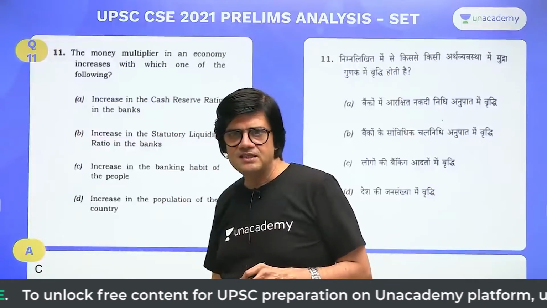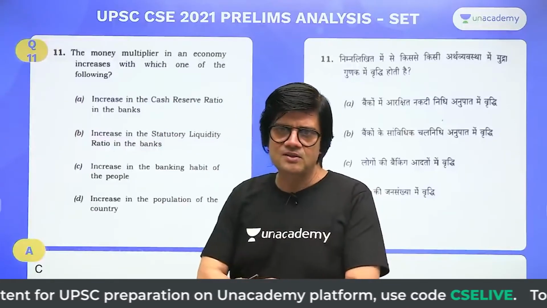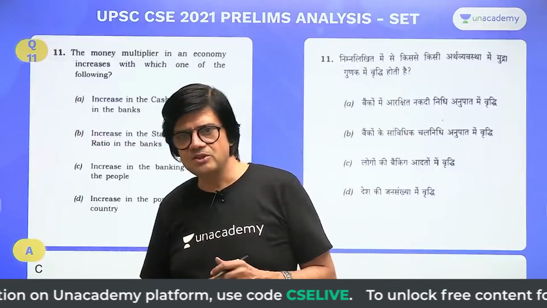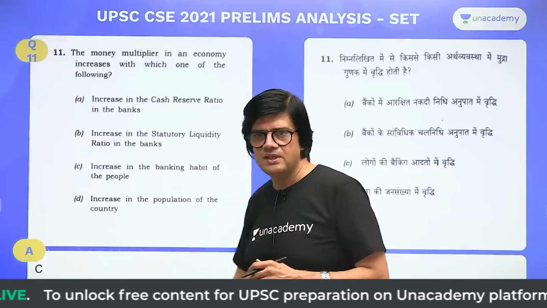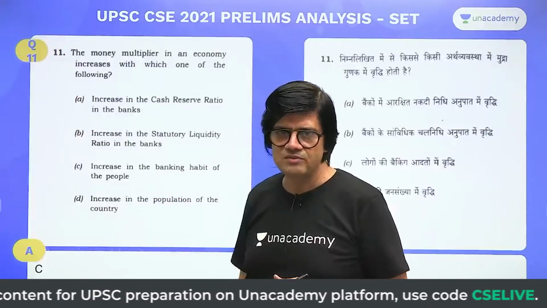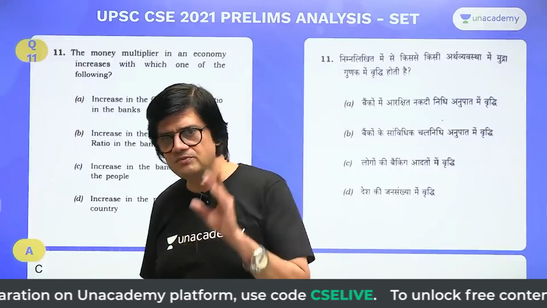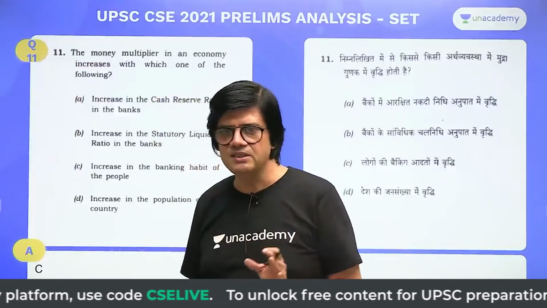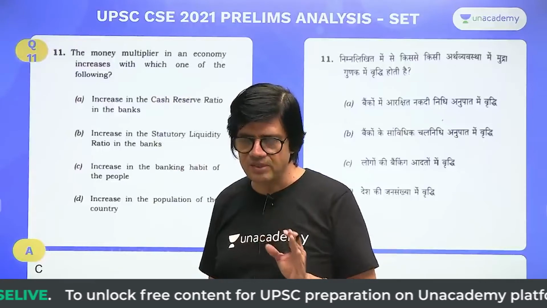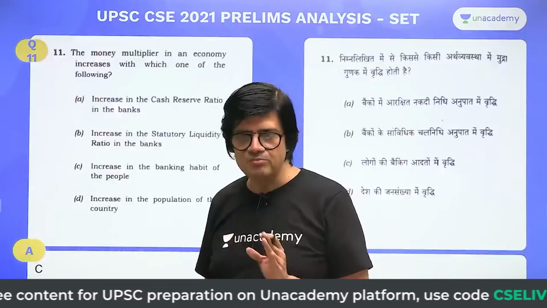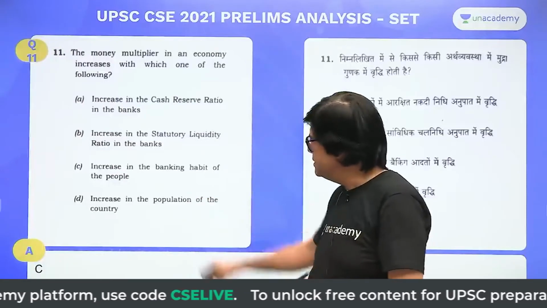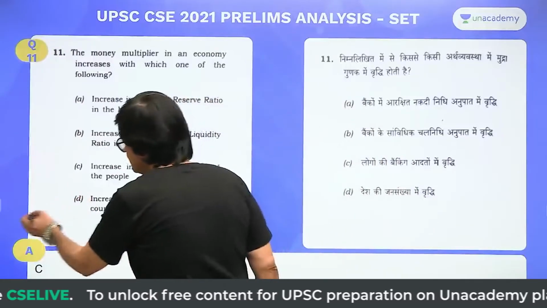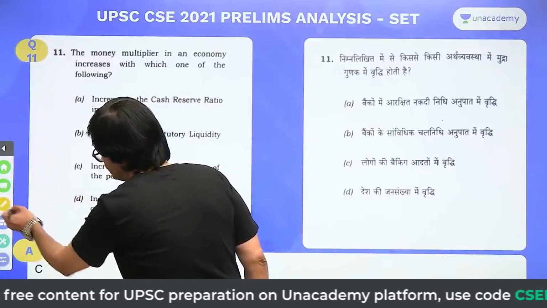that necessarily doesn't mean that they will have banking habits and they will deposit money with the banks. So, obviously, here increase in the banking habit of people, that in turn would have a positive effect on money multiplier, because it is likely to increase, or rather it will increase the money held by the commercial banks to that of the central bank. So, obviously, here increase in banking habit of the people, that would be the correct option.